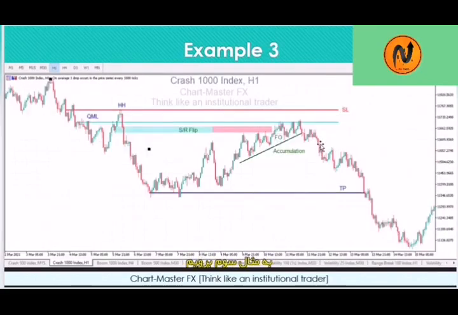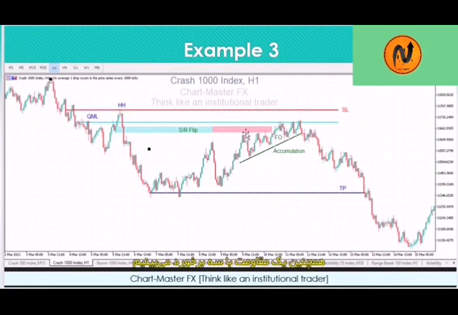We go to example number 3. On example number 3, we can see here that we have a Quasimodo level, and you can see that this low was actually engulfed. Once this low was engulfed, the price was able to create a lower low. Once the price created a lower low, you can see that as the price was approaching the QM level, it actually approached the QM level in terms of accumulation.